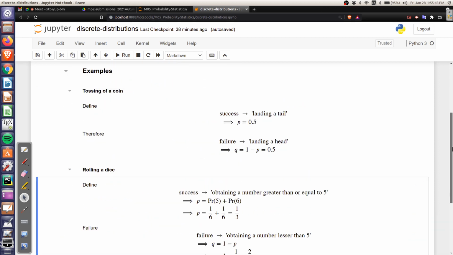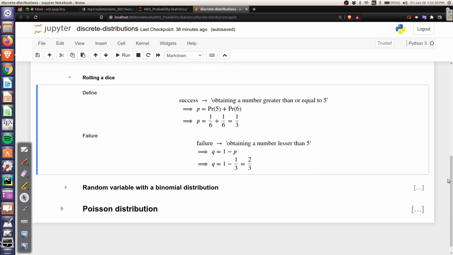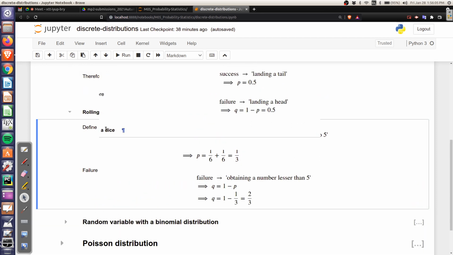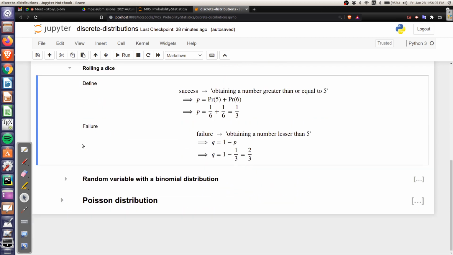Is this clear to everyone? Some examples of where the binomial distribution is applicable. Is this clear, everyone? Any questions? Okay, so if there are no questions, then we'll proceed.